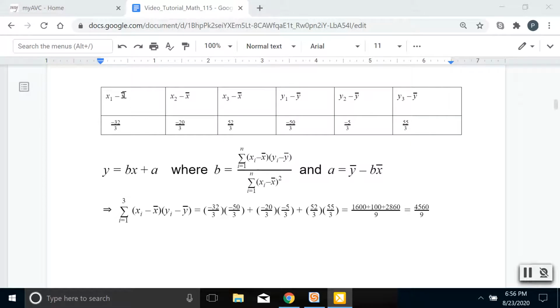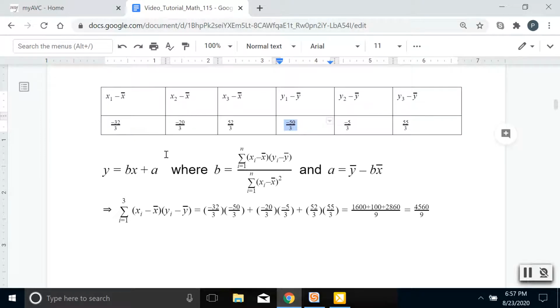Here's a table we just computed up here on top. Here's the regression line formula down here in the second line. So let's compute the numerator of b. The n value here is 3. What this is saying to do is take the x1 minus x bar, multiply it times the y1 minus y bar. So I've done that here. I've taken my negative 32 over 3, multiplied it by my negative 50 over 3.